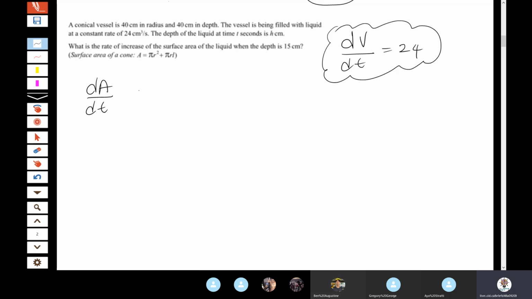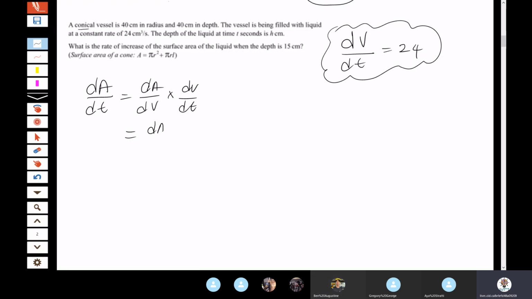So then your dA on dt is going to be dA on dV, that's weird, times dV on dt. But dA on dV, why am I saying that's weird? Do you have a relationship between area and volume for a cone? No, right? No, you don't. So what are you going to do with dA on dV? I'm going to split that up. Yes, you're going to split that up.